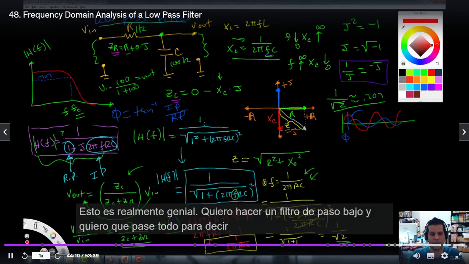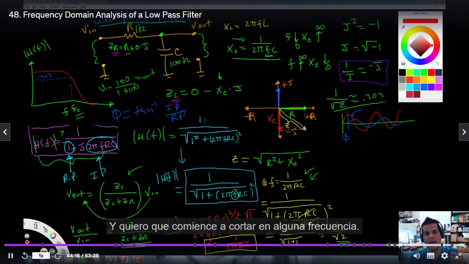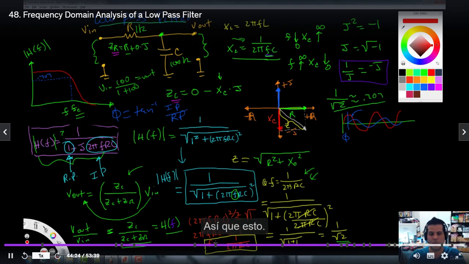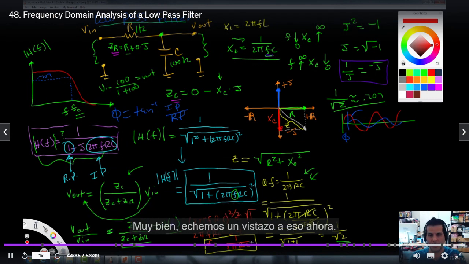I want to make a low-pass filter, and I want it to pass everything up to some frequency, and I want it to start cutting in at some frequency f. Well, that's where this thing is right here. So you see this f equals 1 over 2 pi RC? What we do is we use this backwards. Given a frequency that we want this thing to start cutting in, compute 1 over 2 pi RC. All right, let's take a look at that now.